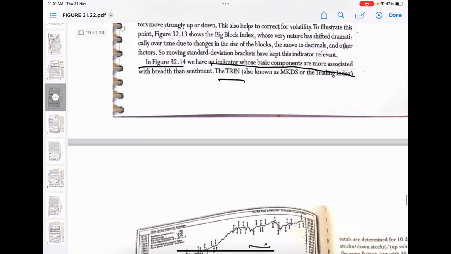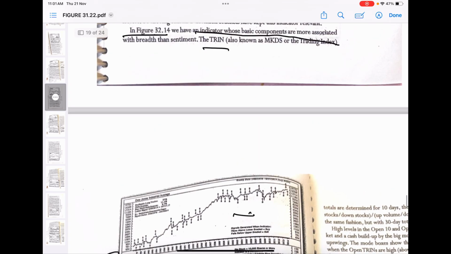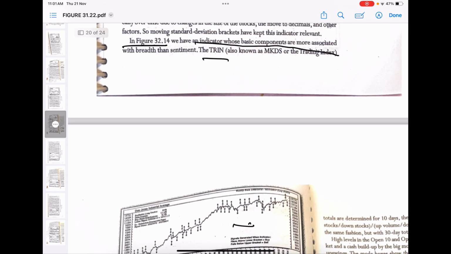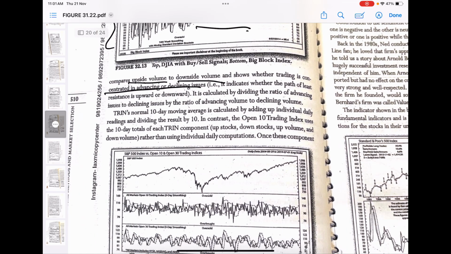All right. Moving on, we come to another indicator, and it is called TRIN. We have also studied this in an earlier chapter. It is also called the MKDS or the trading index. So this is the TRIN indicator. It is based on market breadth, and by market breadth, I'm talking about the advances and declines. So you are going to take the ratio.